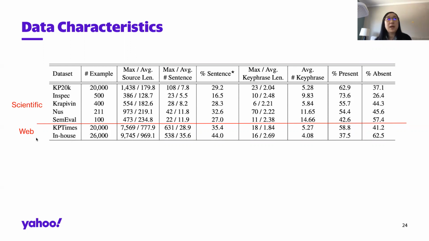If you look at our web datasets, KP Times and our in-house one, we both keep them in the order of 20K. But as for document length, both of them are very long. The average is more than 700 tokens. They also have a large number of sentences. But relatively, the number of key phrases is smaller. Again, the number of present key phrases is not very large.